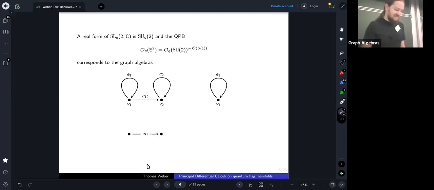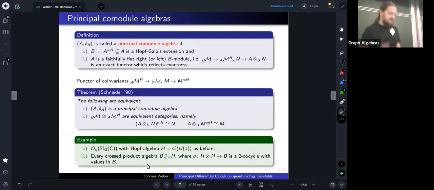Absolutely. Good. So let's come to Schneider's theorem. Exactly, this is what's going to happen. So the next thing is we don't only want Hopf-Galois, we want also faithful flatness. That's an assumption that we are going to need later on. And so we call a faithfully flat Hopf-Galois extension a principal comodule algebra.